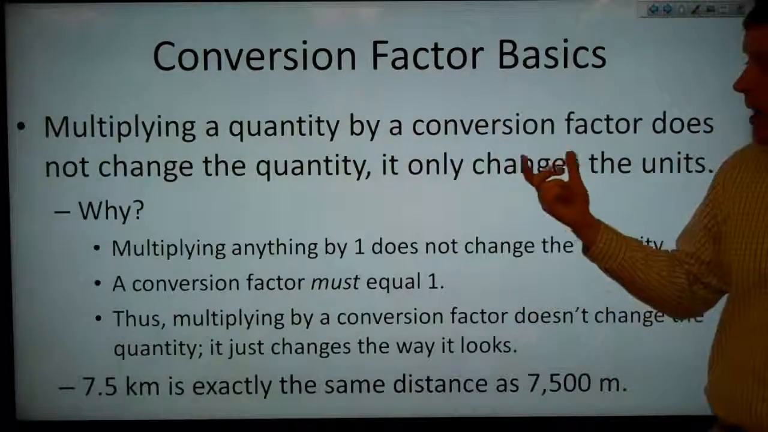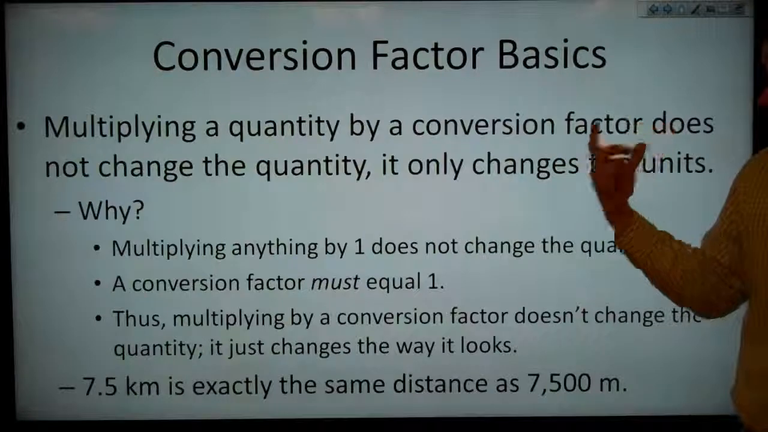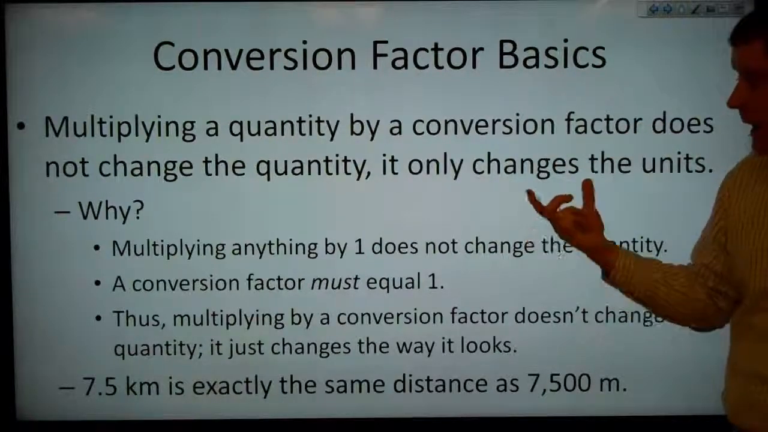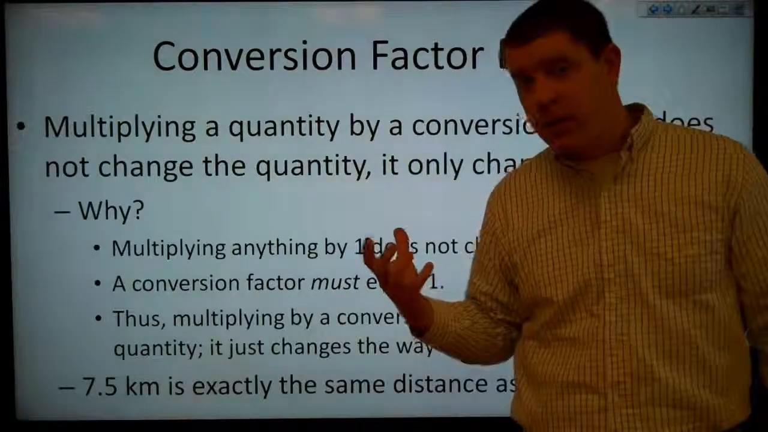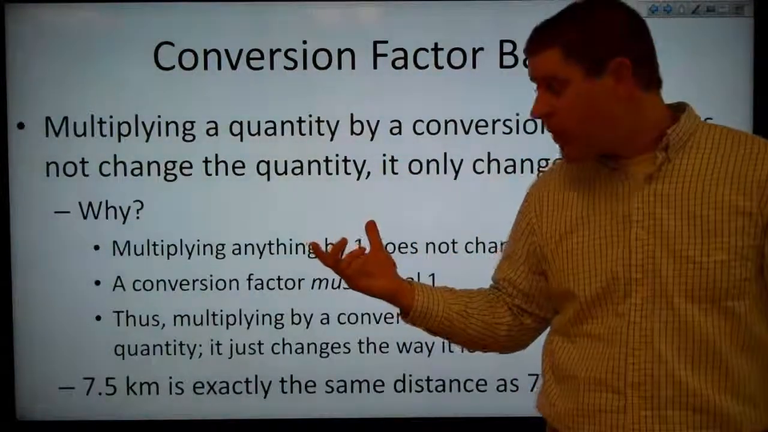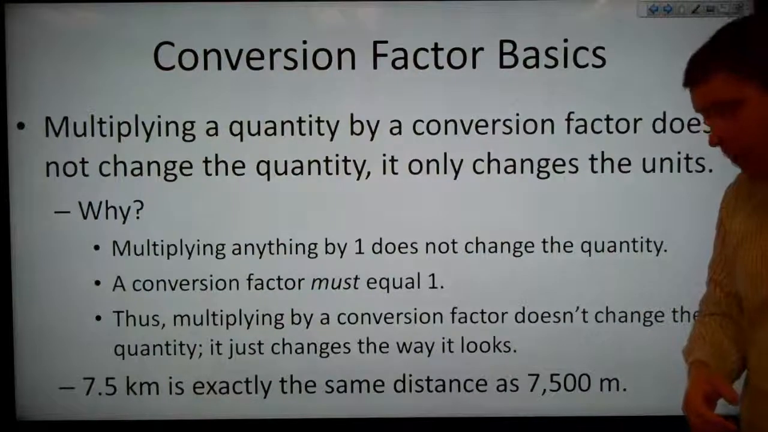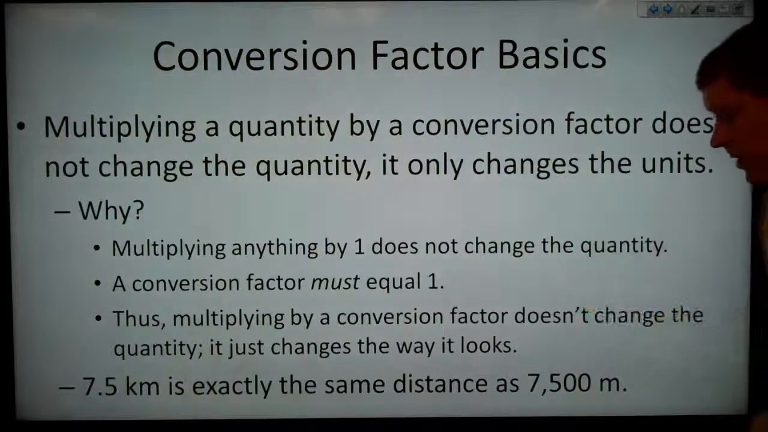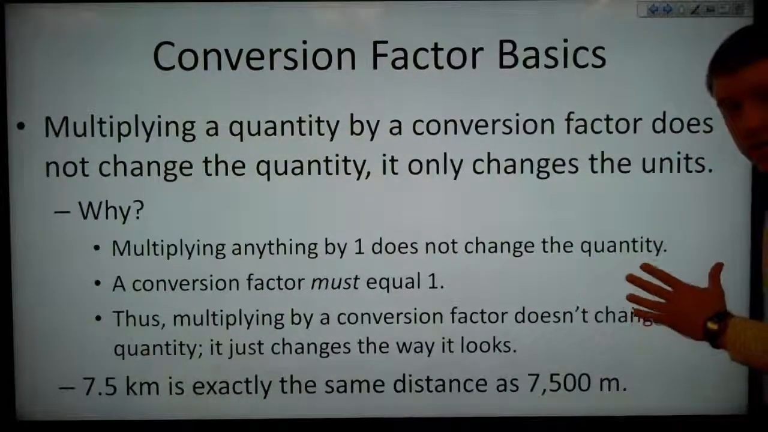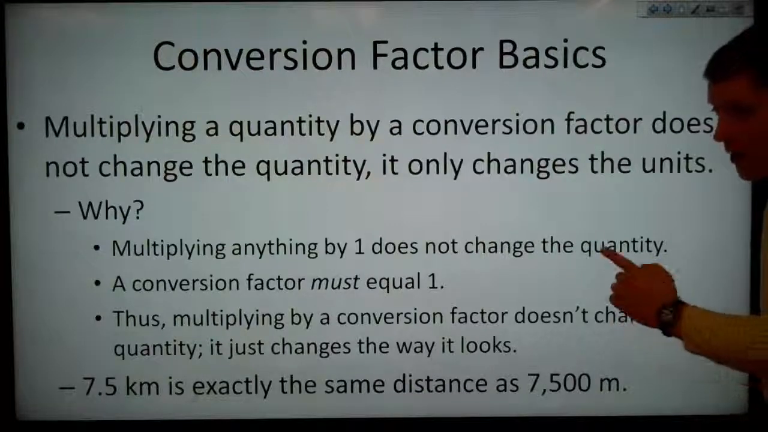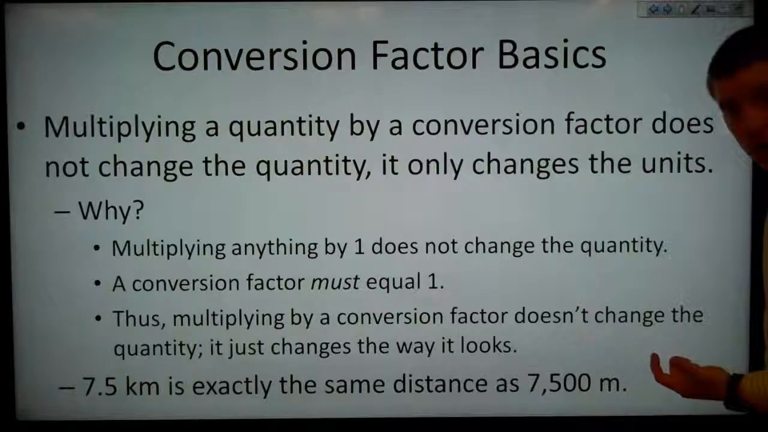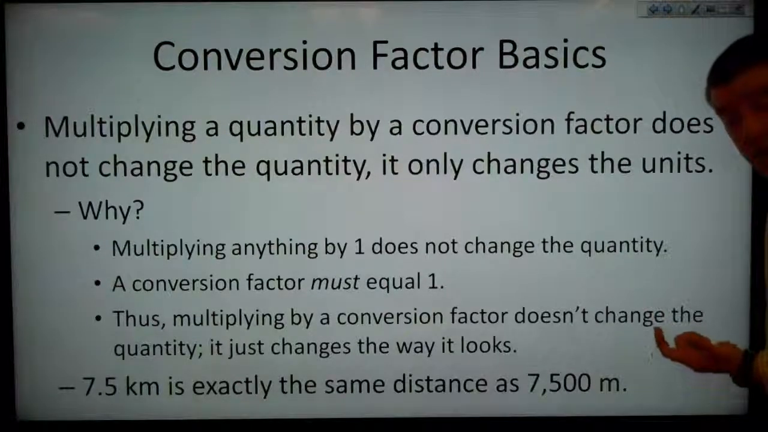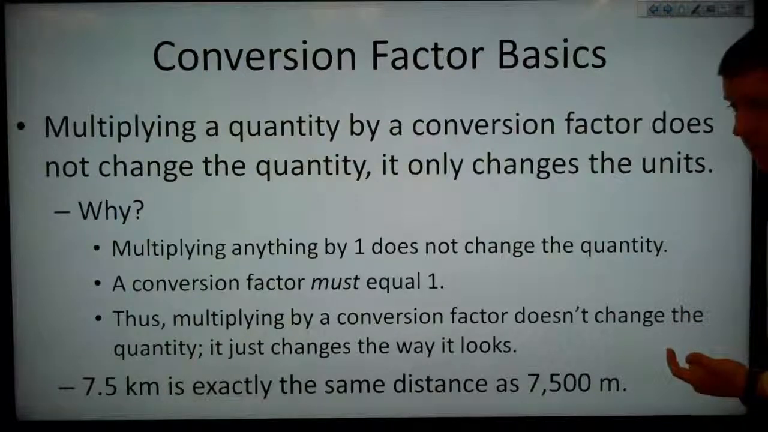So multiplying a quantity by a conversion factor does not change the quantity. It only changes the units. It only changes the way that that quantity looks to us. So why? We know that multiplying anything by 1 or dividing by 1 doesn't change that quantity. That quantity is still exactly the same. And a conversion factor must be equal to 1. So all we're doing here is multiplying by 1. We're not changing that quantity at all. We're just changing the way it looks. We're just changing the units on it.